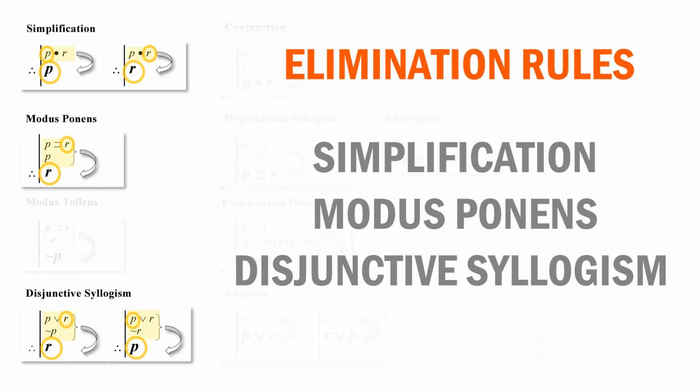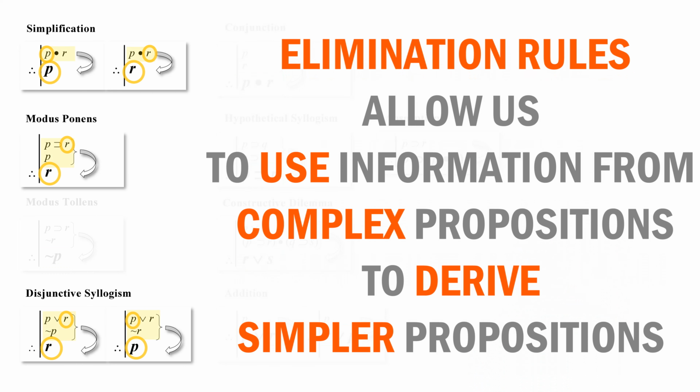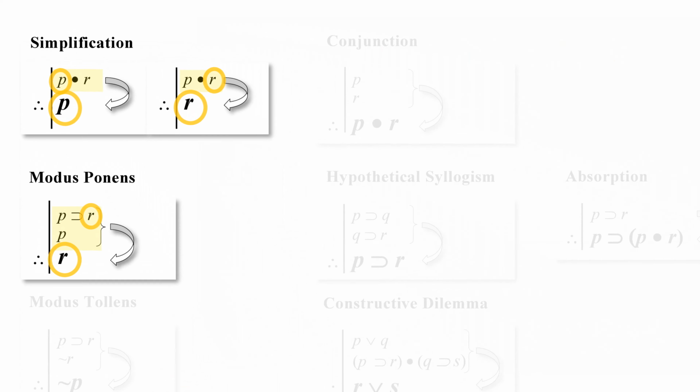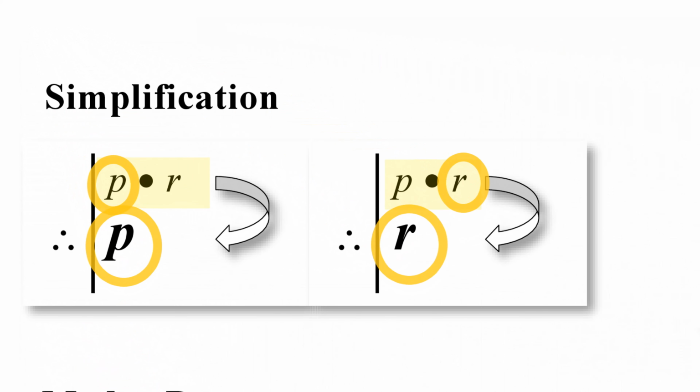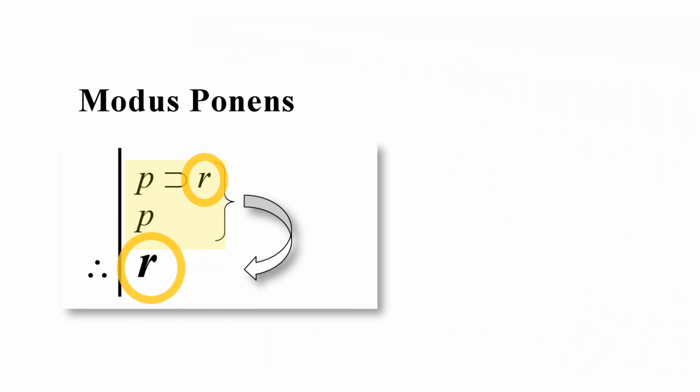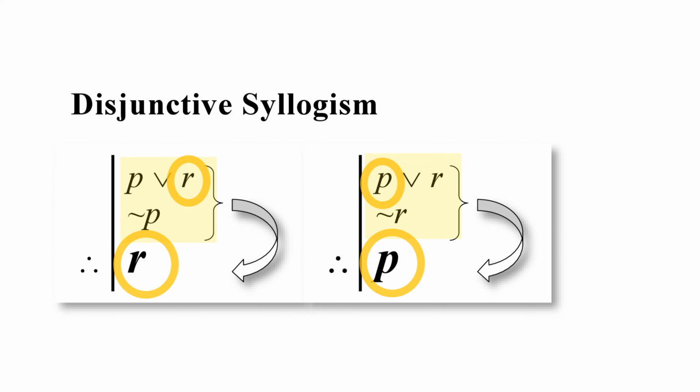The so-called simple elimination or decomposition rules allow us to use information from complex propositions of a certain type to derive simpler propositions. And so simplification allows us to infer a conjunct from a conjunction, right? So it allows us to decompose conjunctions. Modus Ponens allows us to infer the consequent of a conditional, provided, of course, that we have the antecedent. Finally, disjunctive syllogism allows us to add a disjunct to the proof, provided that we have the negation of the other disjunct available.